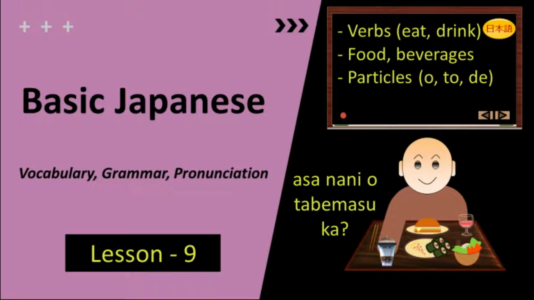You will learn verbs like eat and drink and vocabulary related to food and beverages. You will also learn the particle o, which indicates the object of a verb, the particle to, which means and or along with, and the particle de, which indicates the place where an action occurs. And by the end of this lesson, you will be able to use all of them and frame sentences on your own. So please watch it till the end.